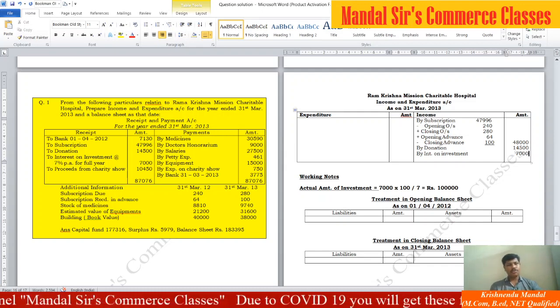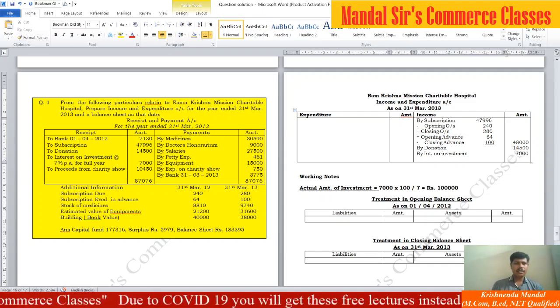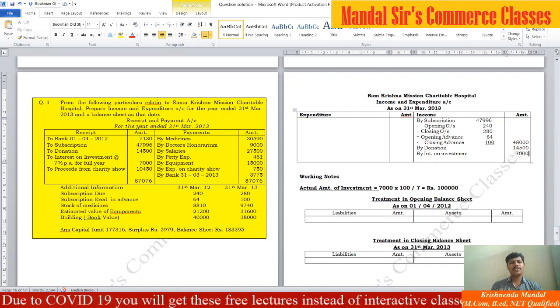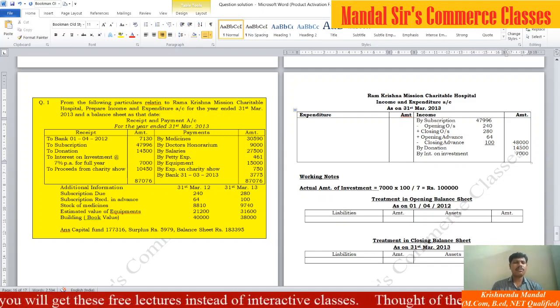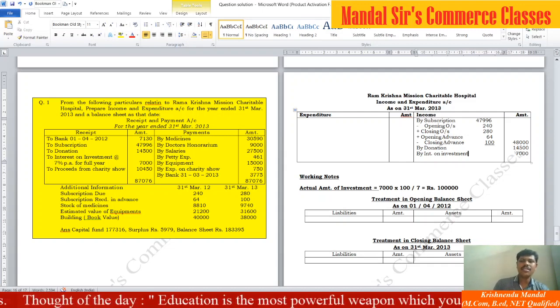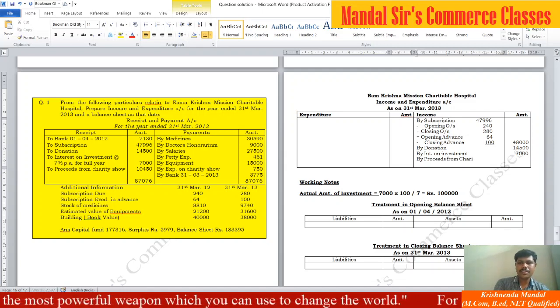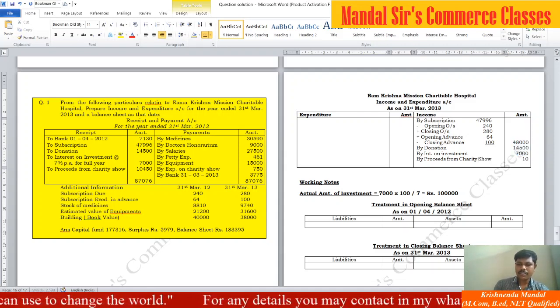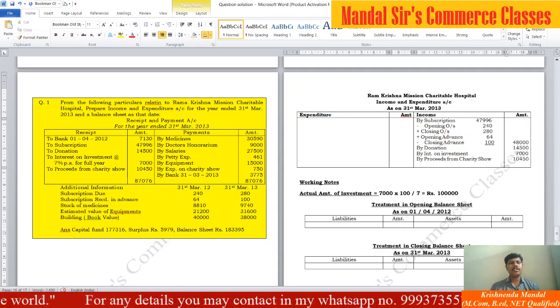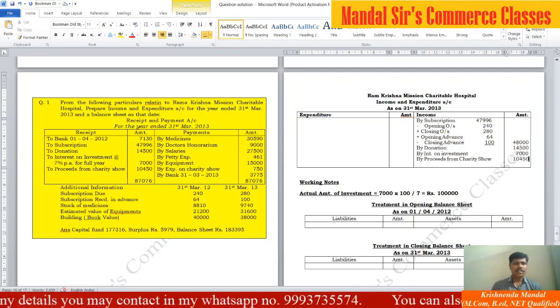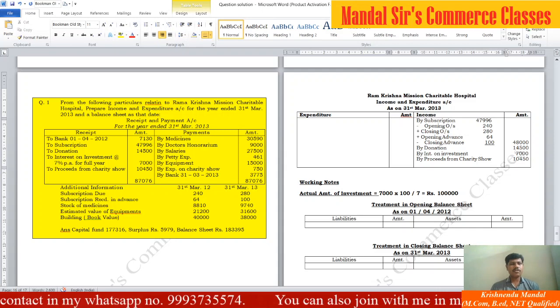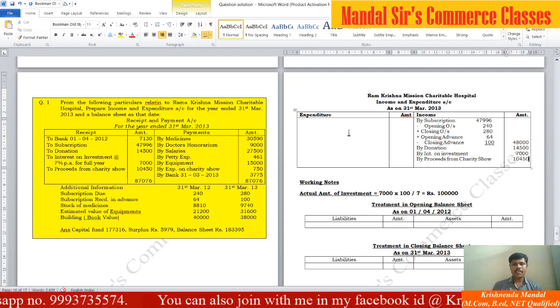Now we move on to the next point, that is proceeds from charity show. In the clubhouse, during the whole year they organize various types of charity shows, like exhibitions or cooking shows or something else, and whatever they earn from these charity shows is treated as proceeds from charity show, and this is income for the clubhouse. So we will write over here, by proceeds from charity show, and the amount is 10,450. No adjustment is given relating to this point, so we write it directly. Next, we move on to the payment side, because we have already written all the items of the receipt side.